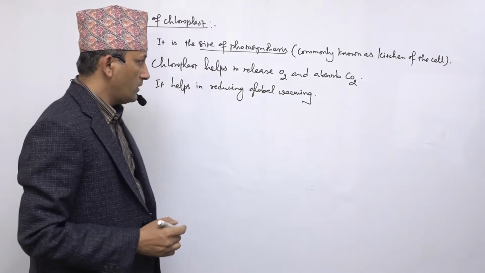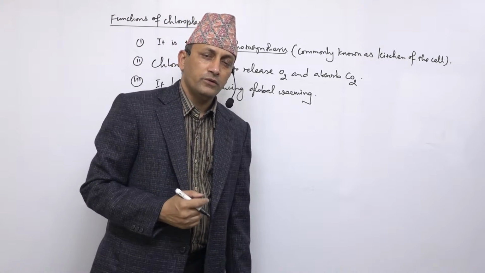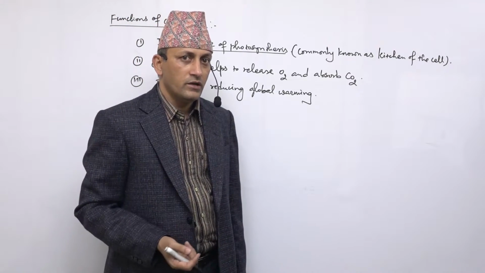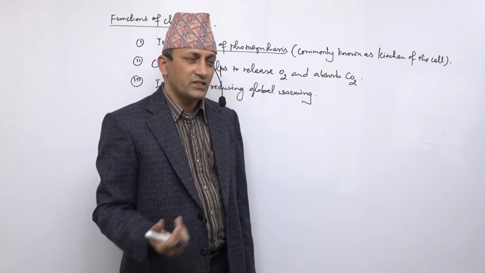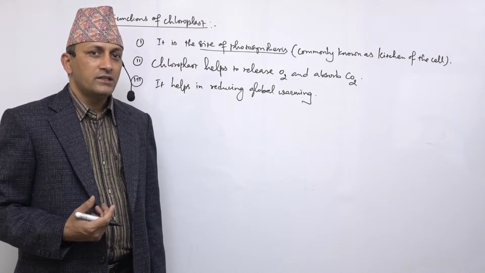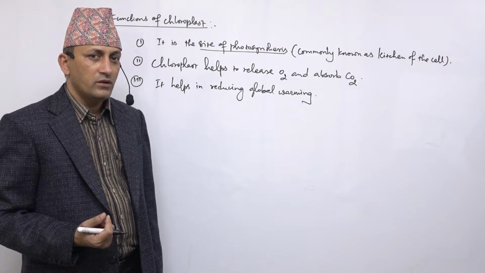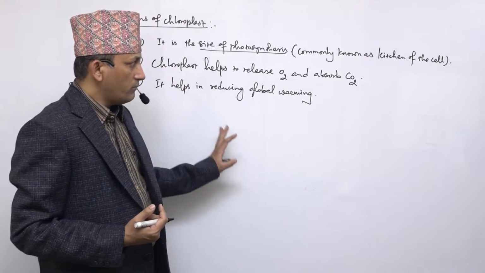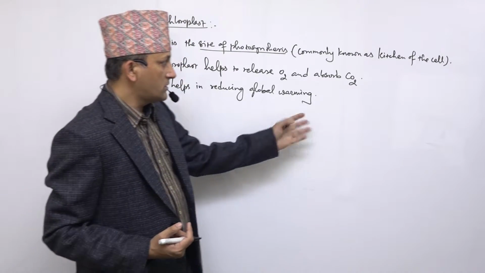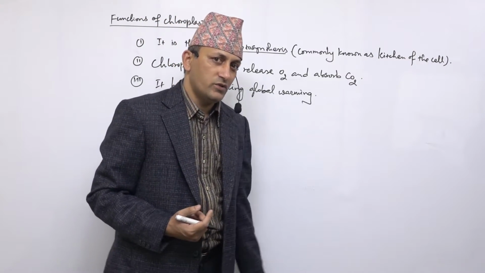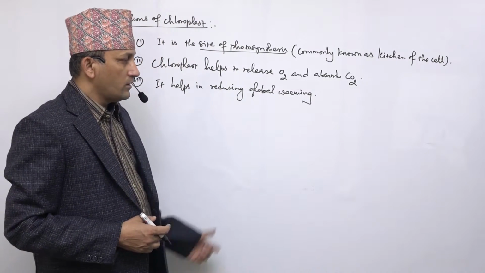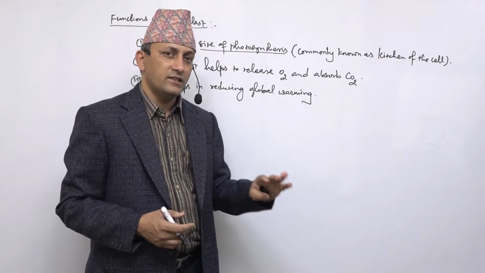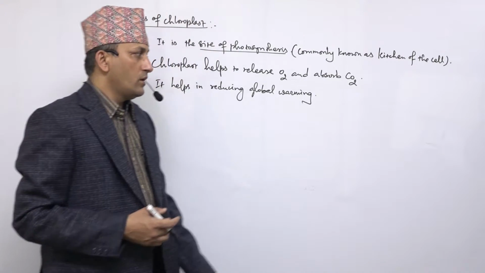Global warming, I think you are familiar with this. What is global warming? The temperature of the earth is rising year after year because of the production of different types of gases, especially carbon dioxide. An excess amount of carbon dioxide in the atmosphere increases the temperature of the earth, which is called global warming. But because of chloroplast, this excess carbon dioxide is absorbed. That's why chloroplast helps to control the level of carbon dioxide in the atmosphere. That's why it reduces global warming.